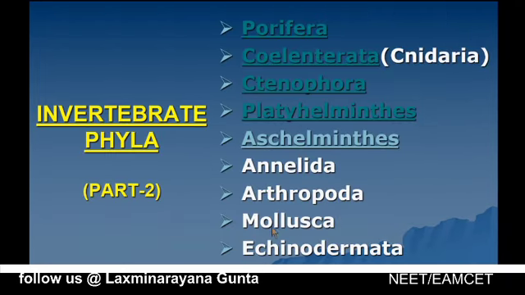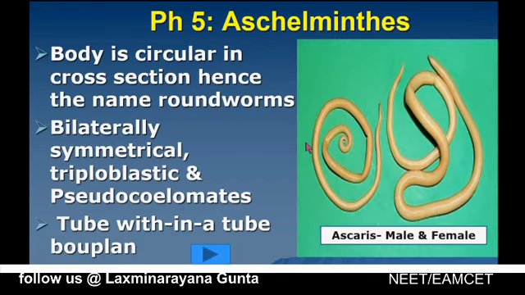And coming back to the next phylum, Aschelminthes. Aschelminthes are also called Nemathelminthes, and they are also called roundworms because of their body, which is circular in nature, and hence the name roundworms. They are also bilaterally symmetrical and triploblastic like Platyhelminthes, but the difference is that Platyhelminthes are acoelomates, and these Aschelminthes are pseudocoelomates. And the tube within tube body plan is observed for the first time in Aschelminthes.